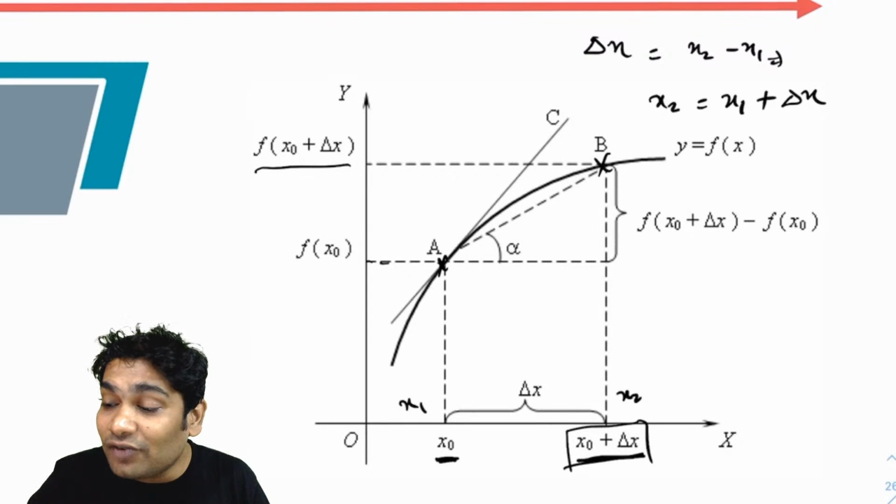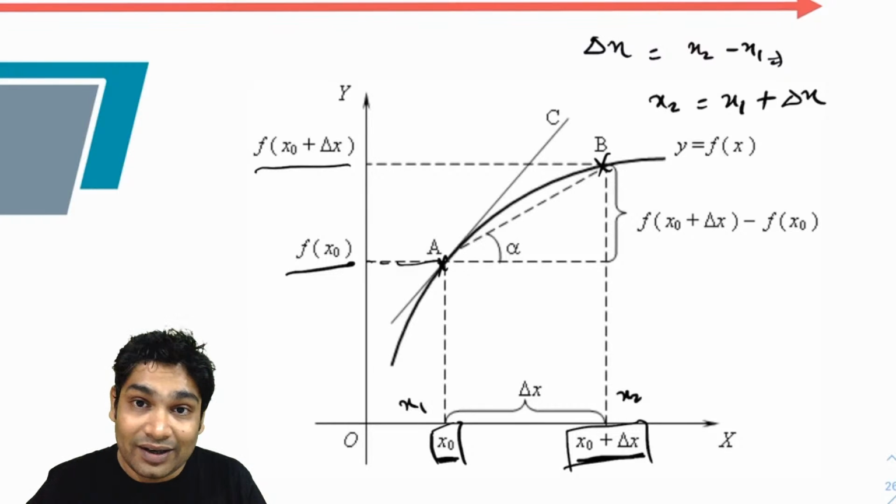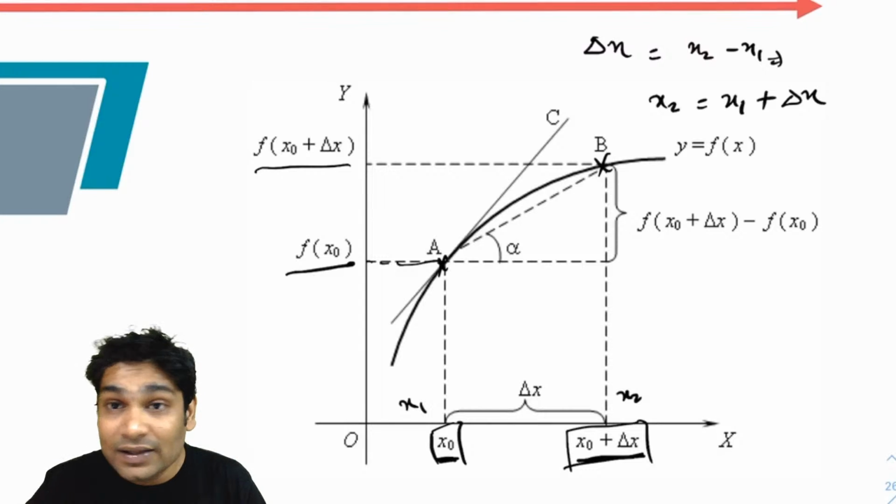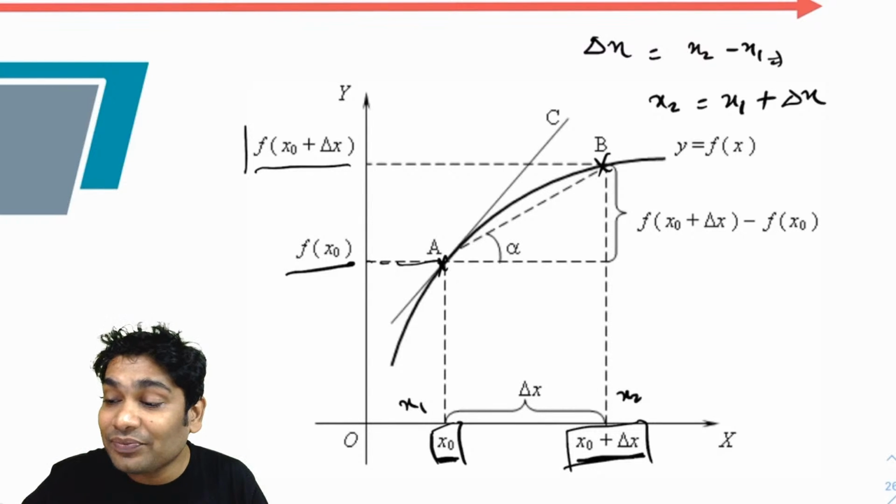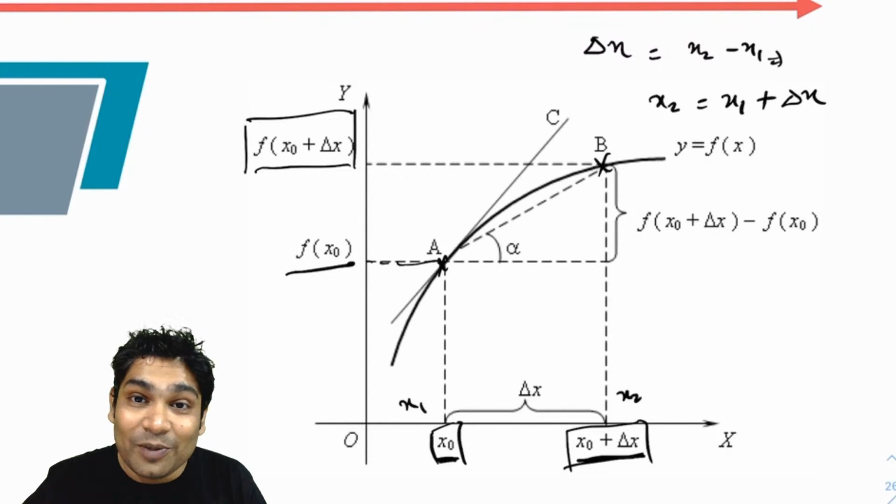Now the corresponding value of y to x naught can be calculated as f of x naught. It is the value that you get for the function when you put x equals x naught. The second value of y can be calculated when you put f of x naught plus delta x.